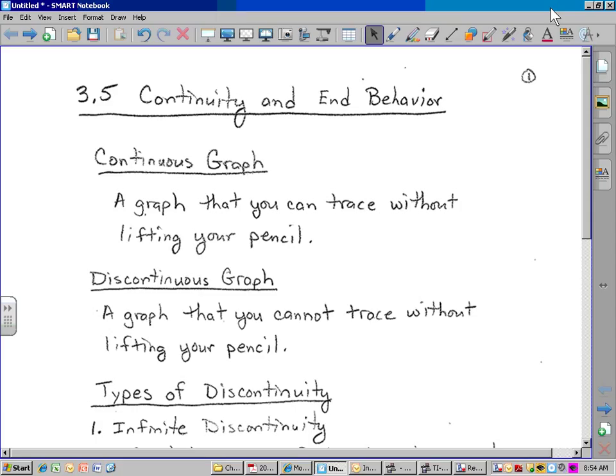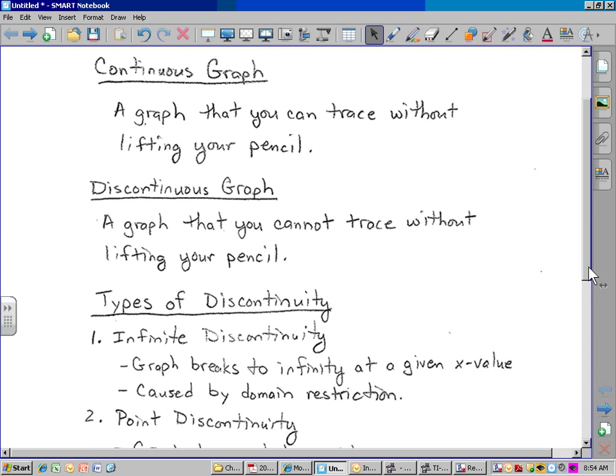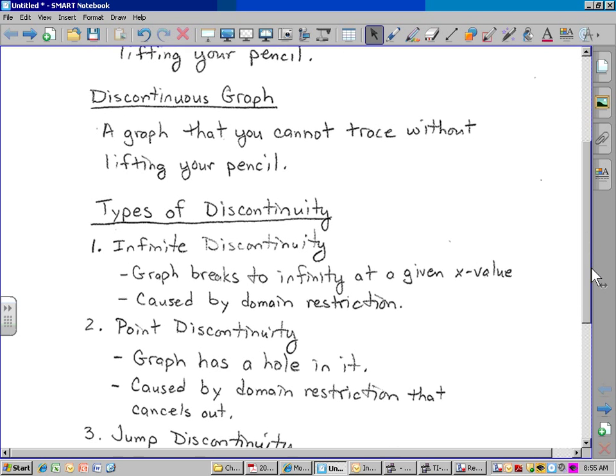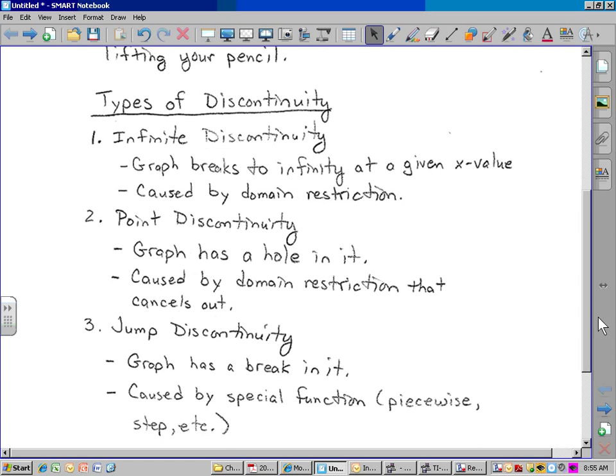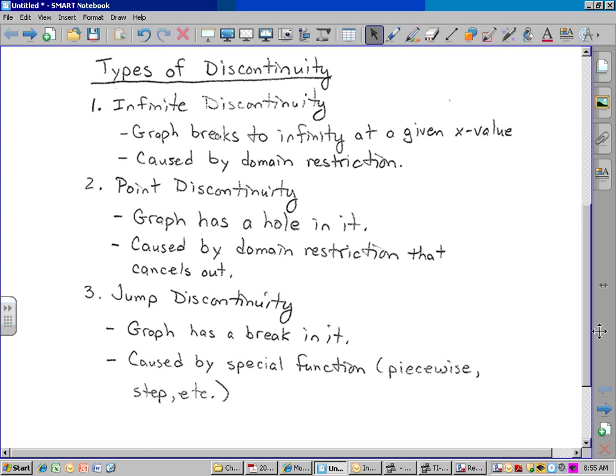So discontinuous: a graph that you cannot trace without lifting your pencil. So you're tracing a graph and you have to lift your pencil to move to a different part of the graph, then it's not going to be continuous. It is now discontinuous. There are different types of discontinuity. Three, to be exact.